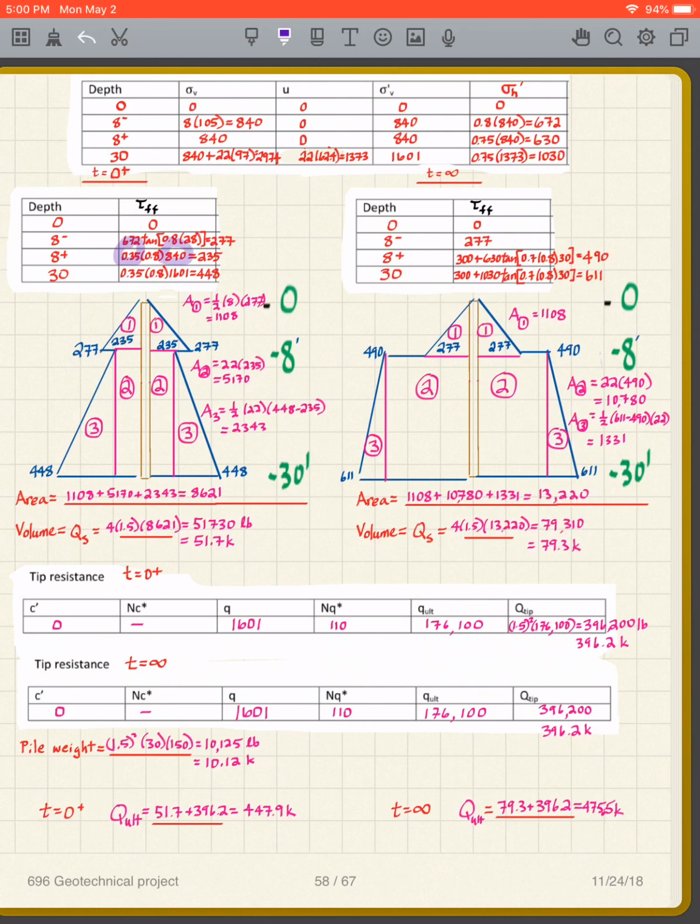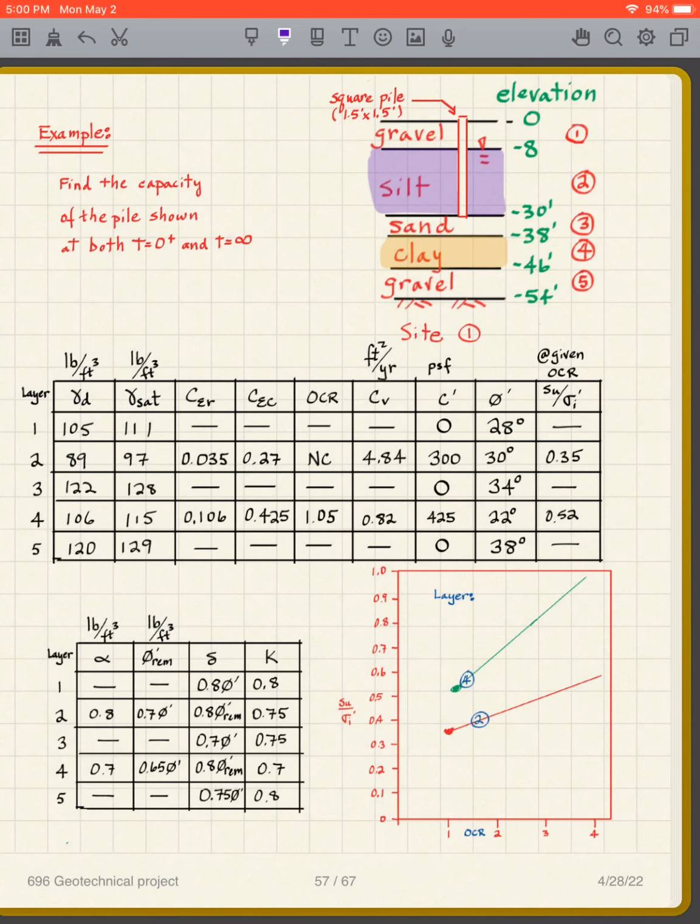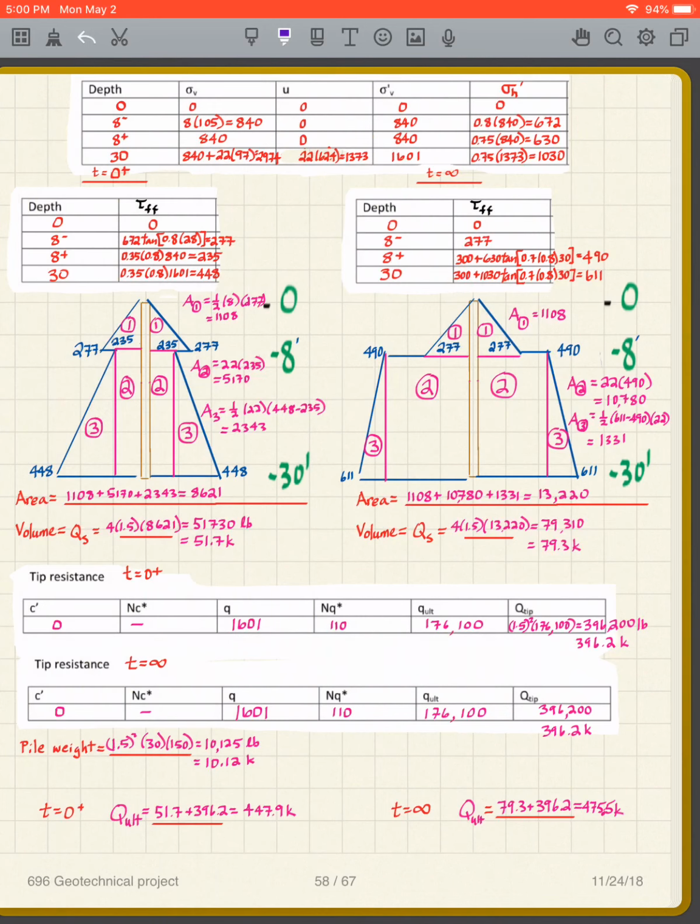I'm using that ratio, but then I also have to take into account the fact that due to disturbance and such, when we insert the pile, the strengths are reduced by an alpha factor of 0.8. So the strength is going to be the 0.35 times 0.8 times the sigma h prime. Or sorry, not sigma h prime, the sigma v prime. So we get 235 for this one, and again for this one it's going to be 0.35 times 0.8 times the 1601, the sigma v prime.